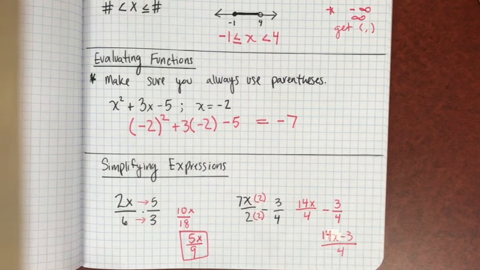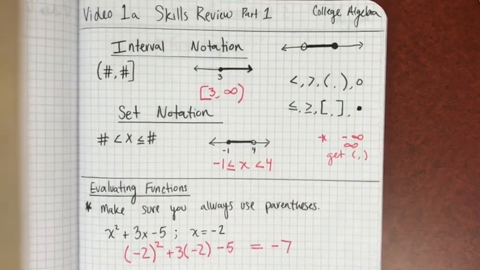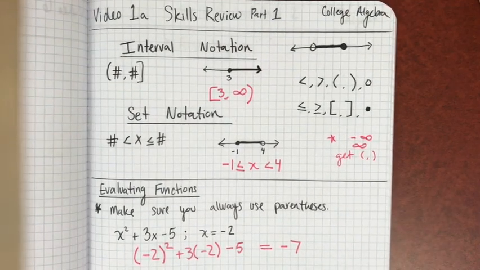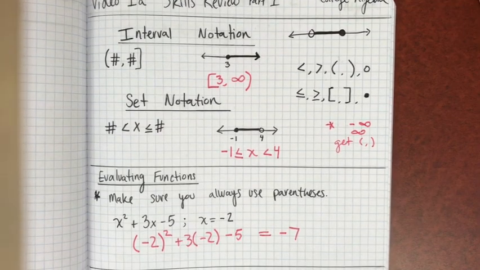over 4. All right. Okay, so that's just our very quick overview of our skills review. A lot of basic Algebra 1 concepts here.